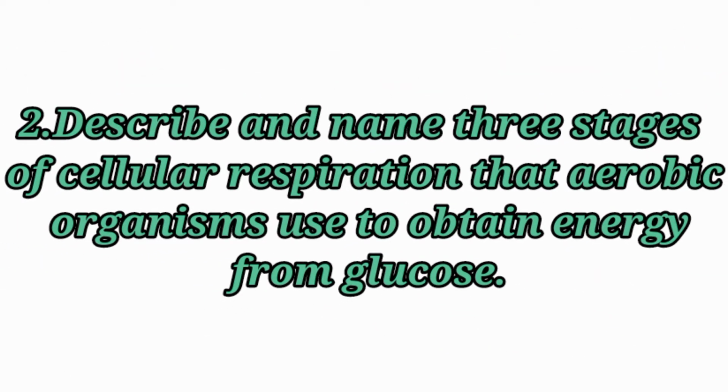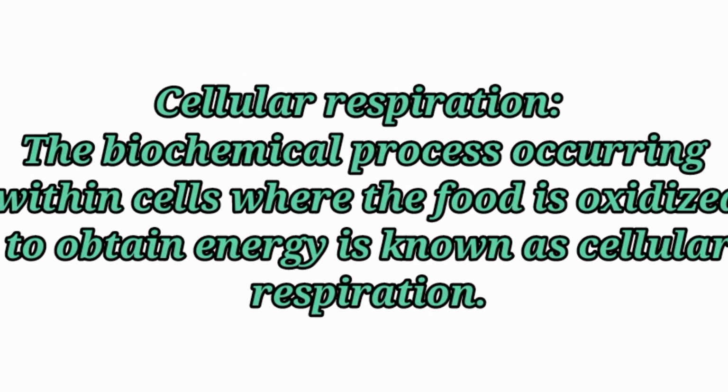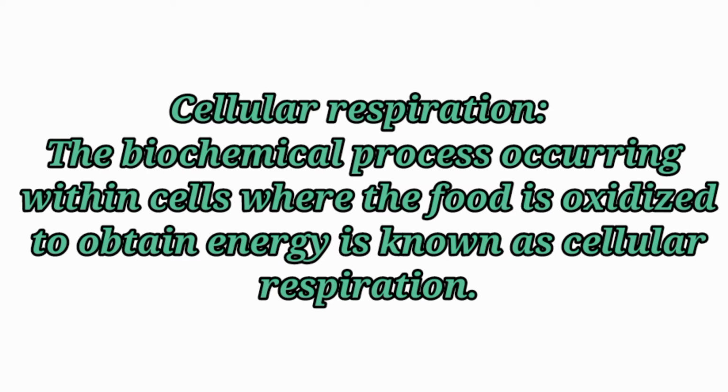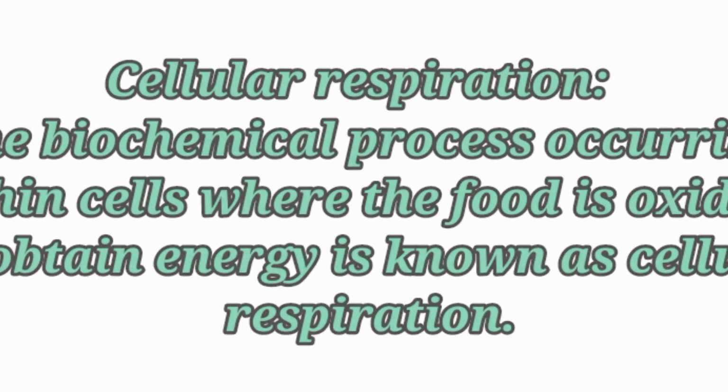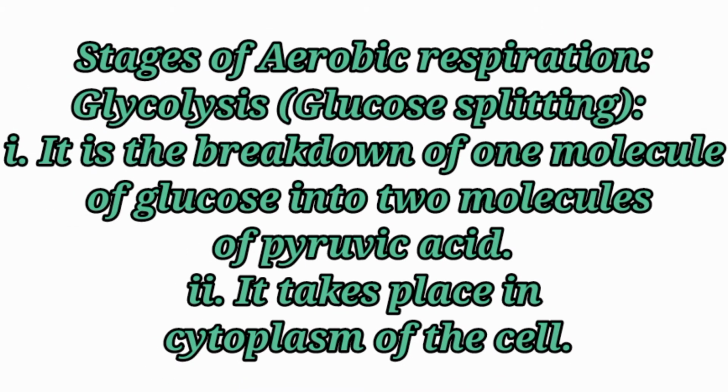Question number 2. Describe and name the 3 stages of cellular respiration that aerobic organisms use to obtain energy from glucose. The biochemical process occurring within cells where the food is oxidized to obtain energy is known as cellular respiration. Stages of aerobic respiration: glycolysis, glucose splitting. It is the breakdown of one molecule of glucose into 2 molecules of pyruvic acid. It takes place in the cytoplasm of the cell.